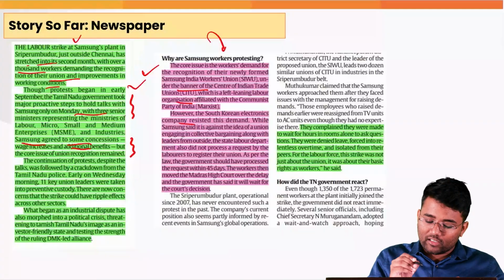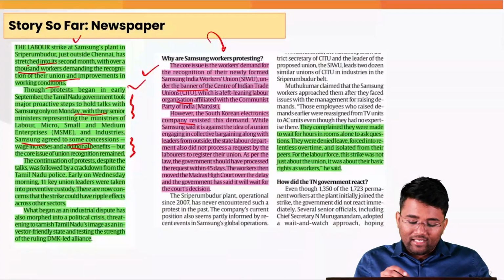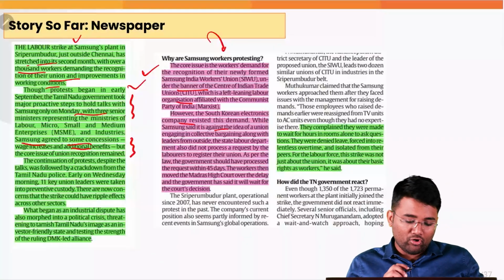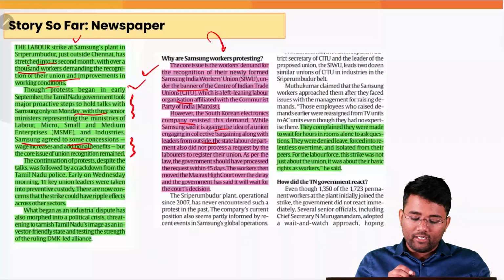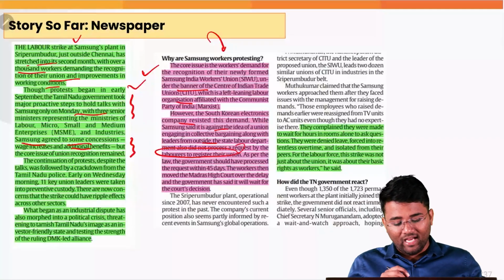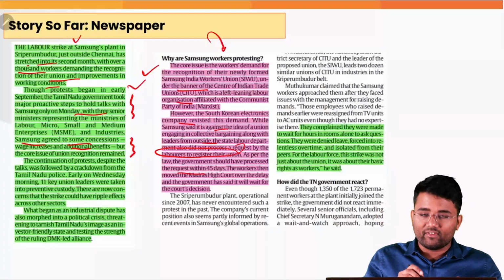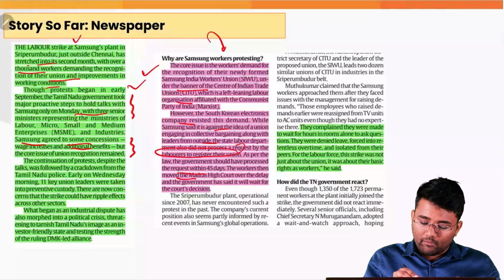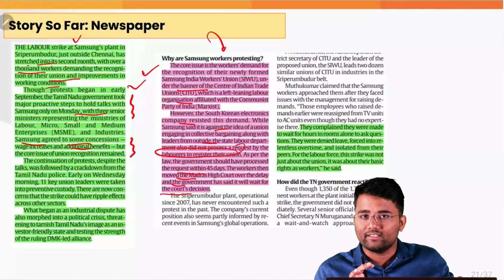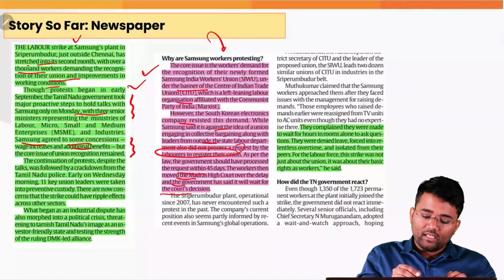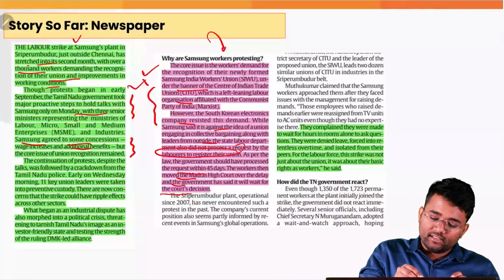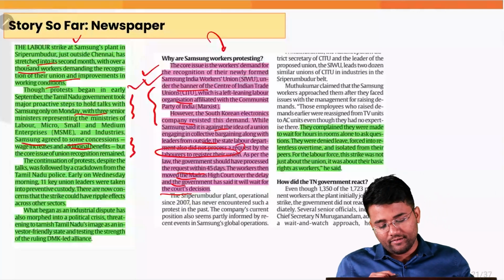However, the South Korean electronics company resisted this demand, saying it is against the idea of the union engaging in collective bargaining along with leaders from outside. The State Labour Department also did not process a request by labourers to register their union. As per the law, the government should have processed the request within 45 days. Workers then moved the Madras High Court over the delay, and the government has said it will wait for the court's decision. So the major issue was the non-registration or non-recognition of this Samsung India Workers Union.